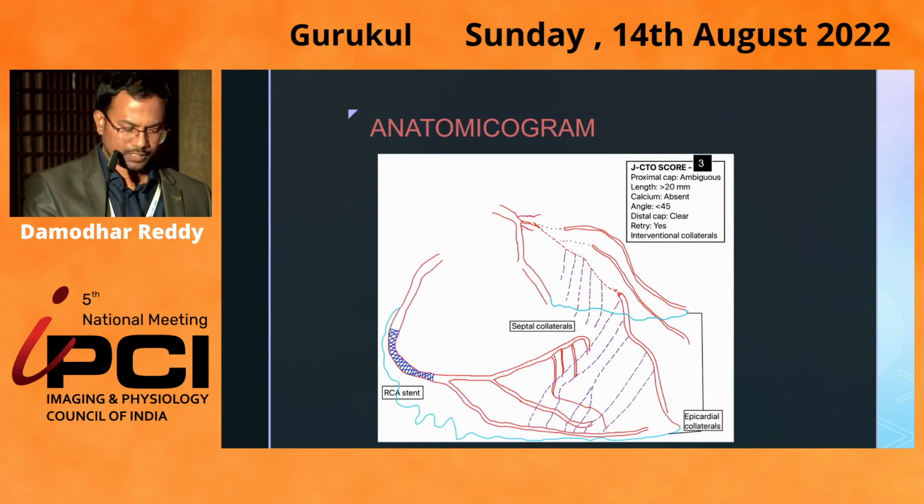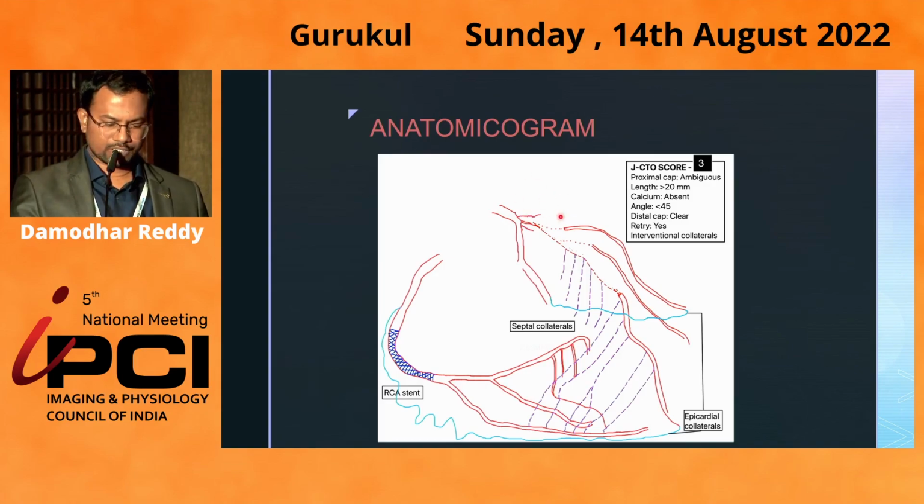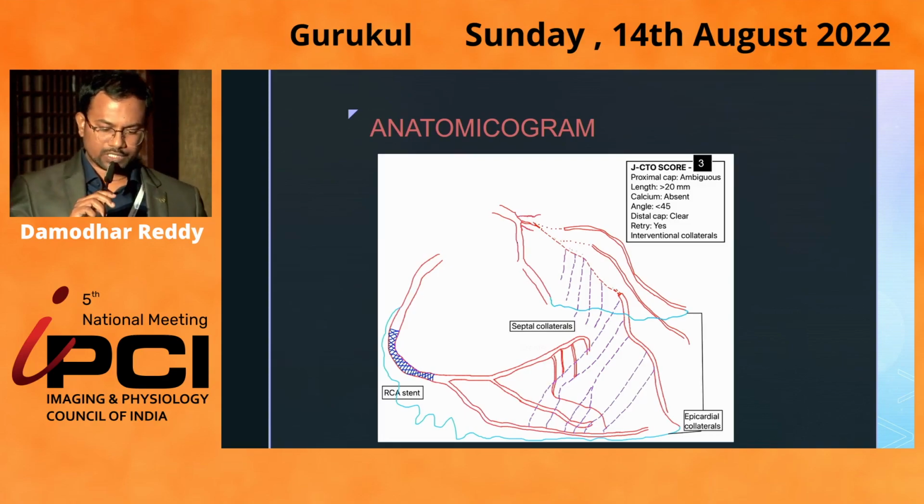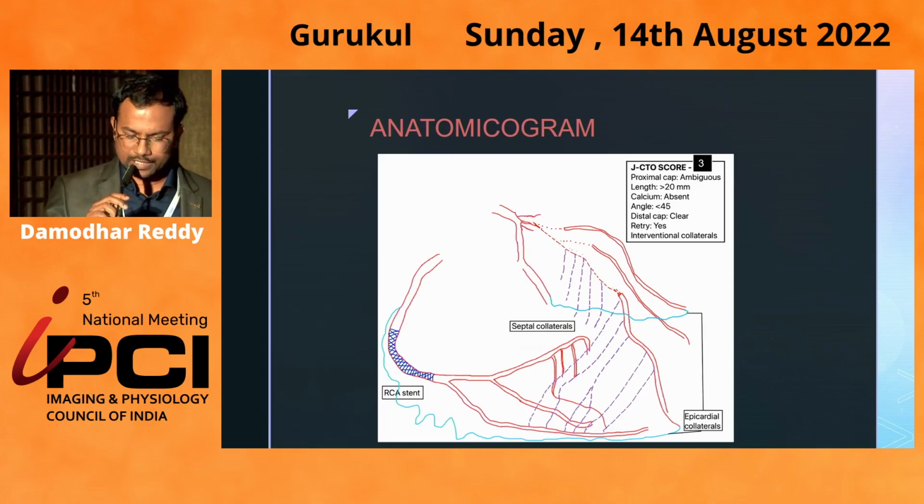So you can see this is an RCA stent, and this is the LAD, and this is the ostial LAD total occlusion, and this is the CTO segment. It's a long segment, and the proximal cap looks ambiguous, with a total CTO length of more than 20 mm. There was not much significant calcium, with an angle of less than 45, and the distal cap was very clear. And it was a retrial lesion, so the total JCTO score comes to be 3, so it's a complex CTO.